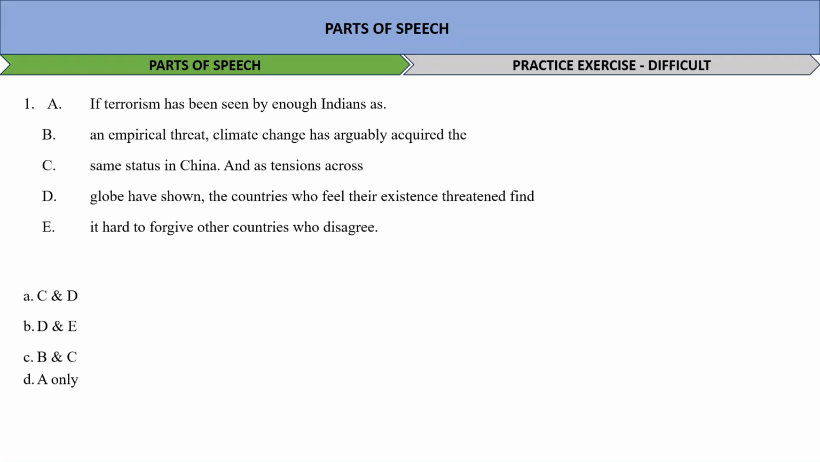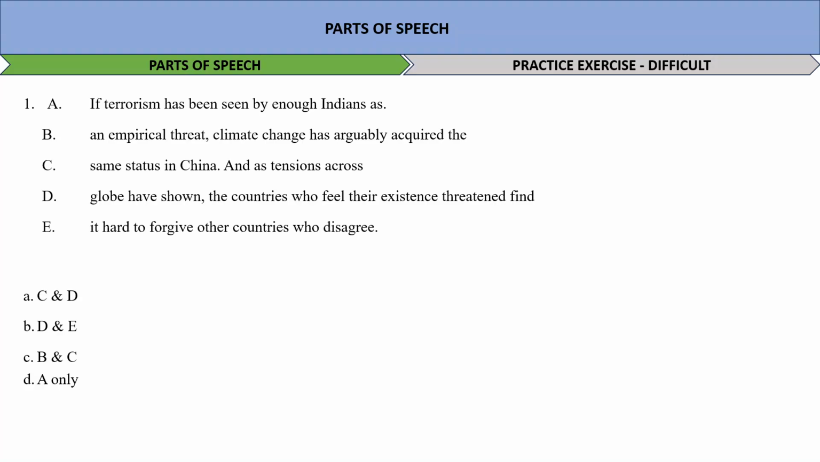Let's read all the sentences. The options here are C and D, D and E, B and C, A only. It clearly shows that there are errors in two of the sentences, or in A only. Option D says A only, option C says B and C. So we'll try to figure out what error is there in the sentence. First question first.